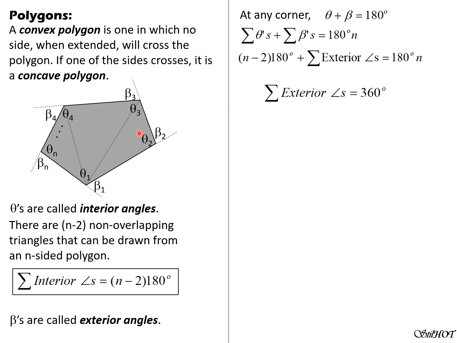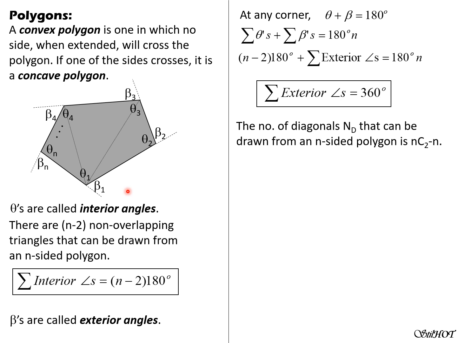Note that for civil engineering students, these betas are also called deflection angles, and the sum of the deflection angles is equal to 360 degrees, and that is constant.